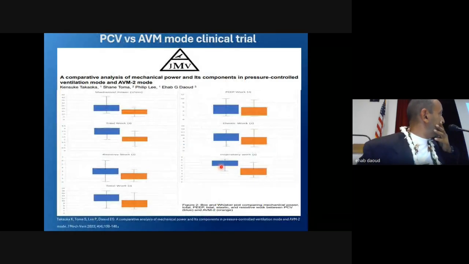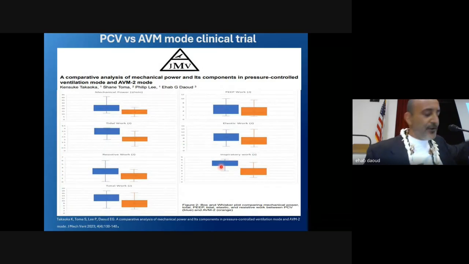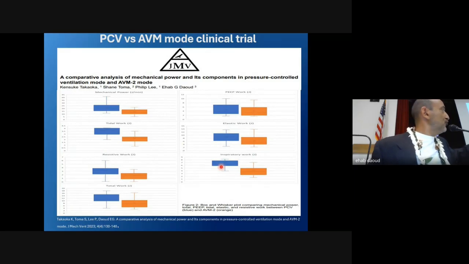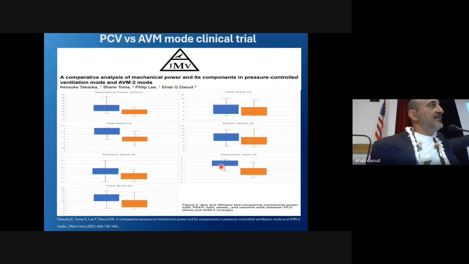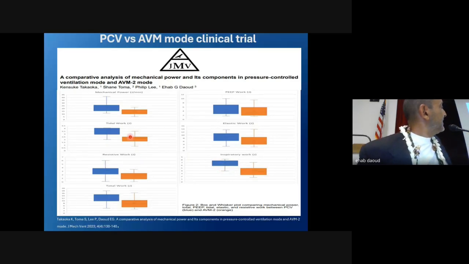Then we did this in 20-something patients, and we published it also, where we put our patients on pressure control, and we had an IRB and everything. It wasn't randomized, so it's only 22 patients. Then we crossed them to AVM, with almost the same minute ventilation. So if they were getting, say, 10 liters on the regular pressure control, we adjusted the percentage of the minute ventilation to be almost the same. They were not all ARDS, so it was whatever we could. Then we calculated the difference.